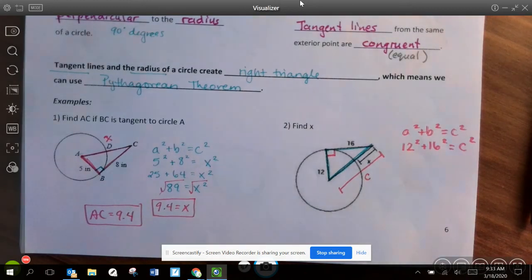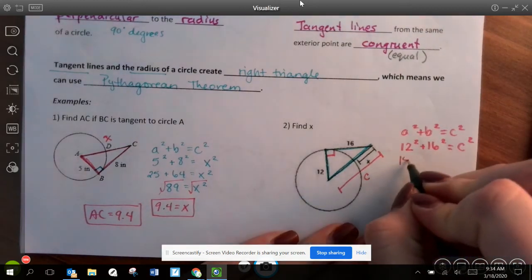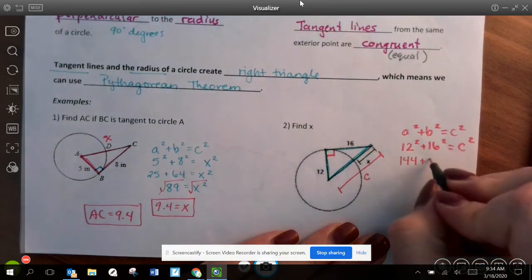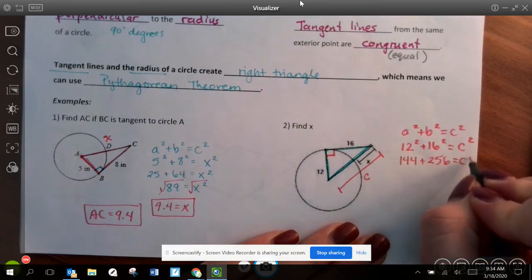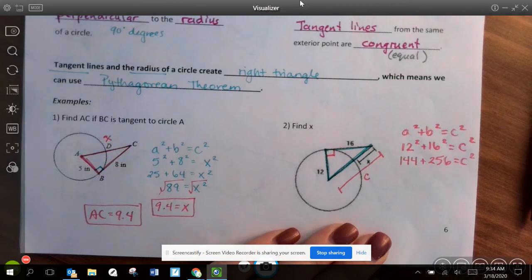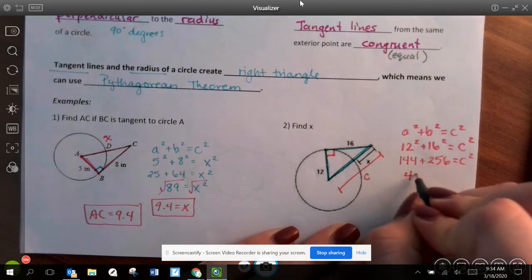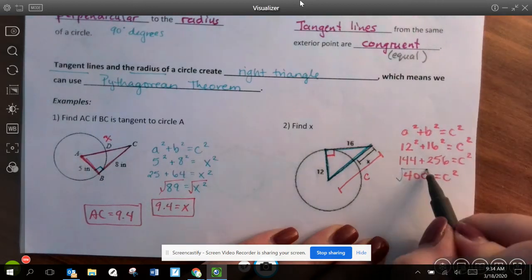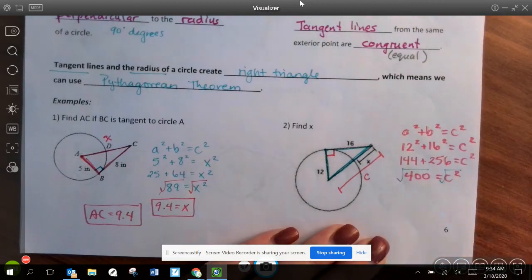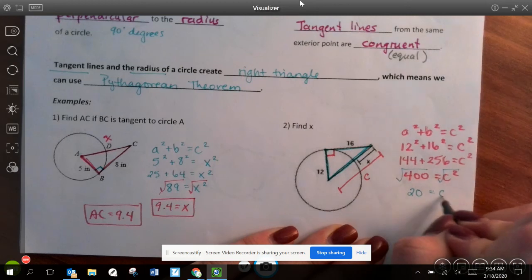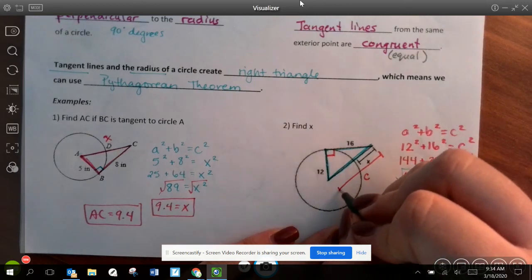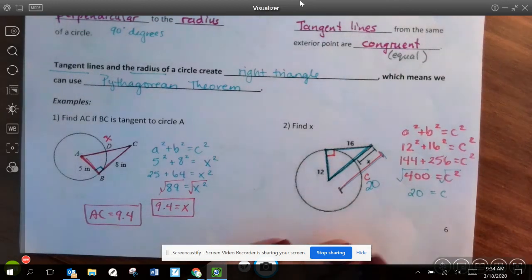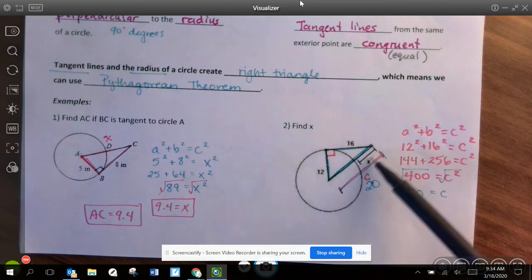So 12 squared is 144. 16 squared is 256. Plus 144, it gives us 400. To undo a square, we take the square root. Now it would give us 20. So what I know is that this whole side here is 20. But I don't want to know the whole side. I want to know just this little part right here.